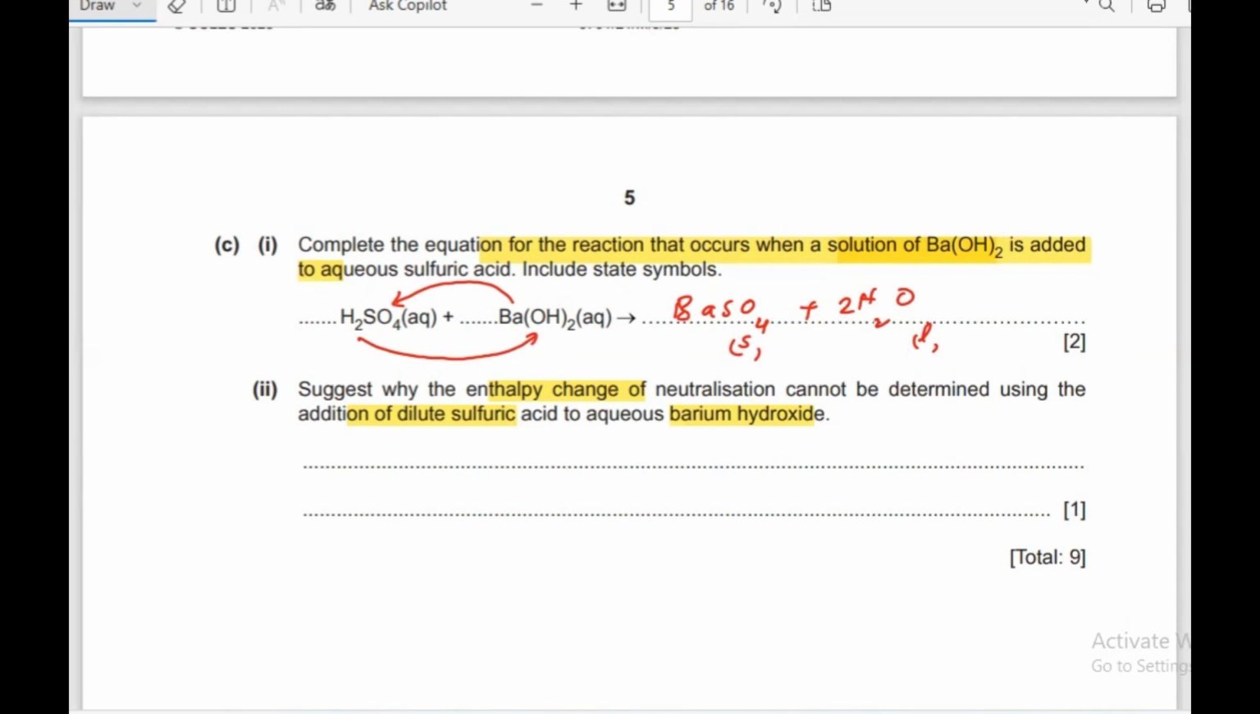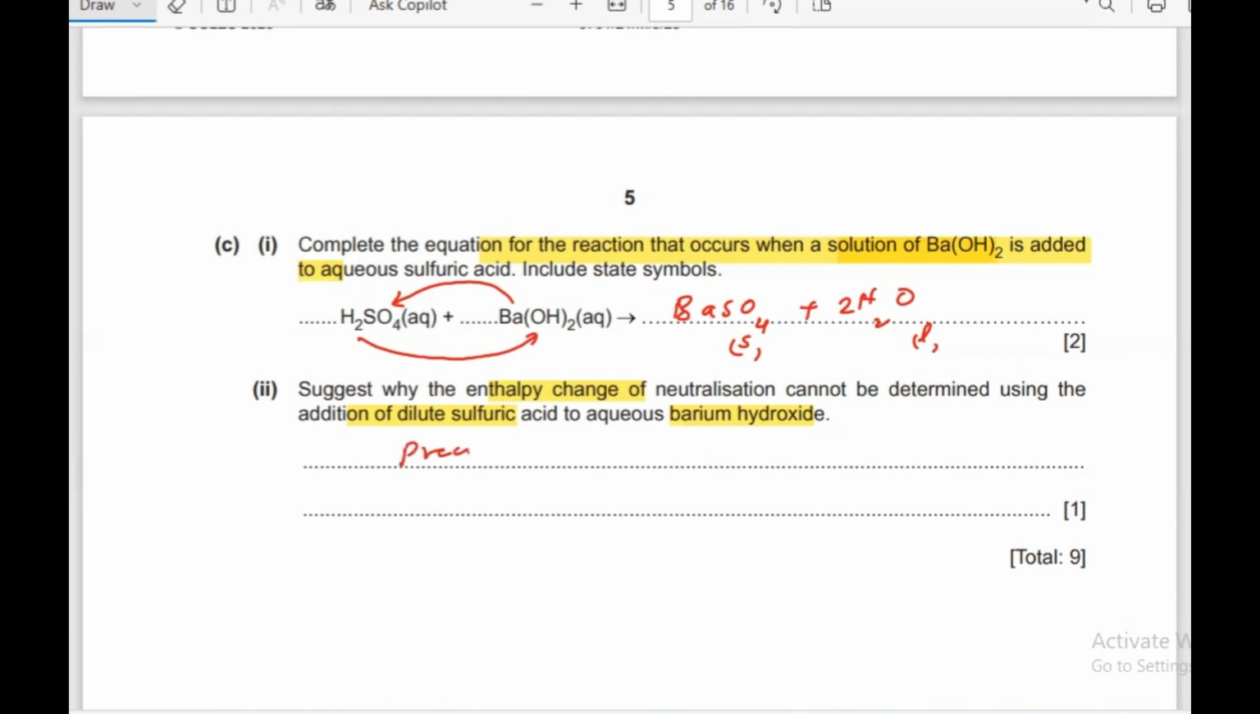The question asks why the enthalpy change of neutralization cannot be determined using the addition of dilute sulfuric acid to aqueous barium hydroxide. If we react these two substances, you can see that we're getting the white precipitate of barium sulfate as well. The precipitate of barium sulfate also involves an energy change. So that's why it is difficult to measure this.